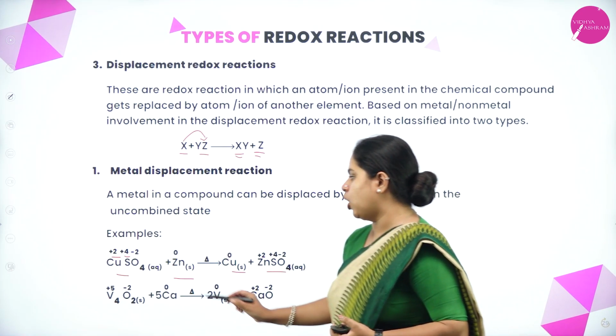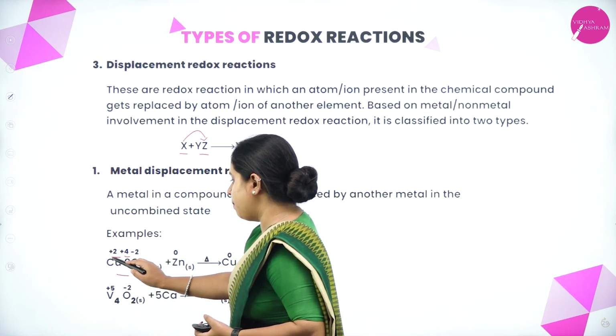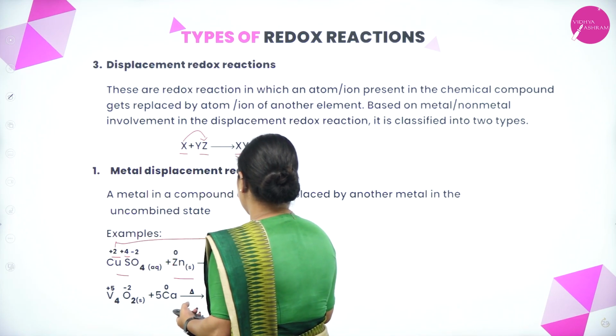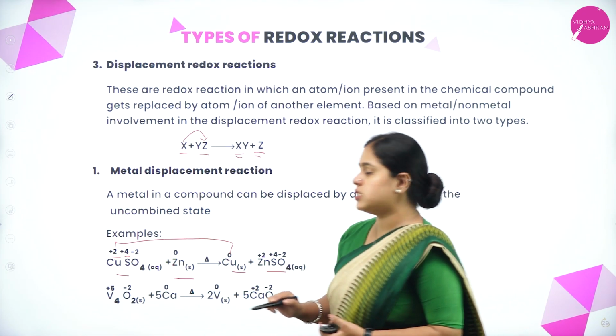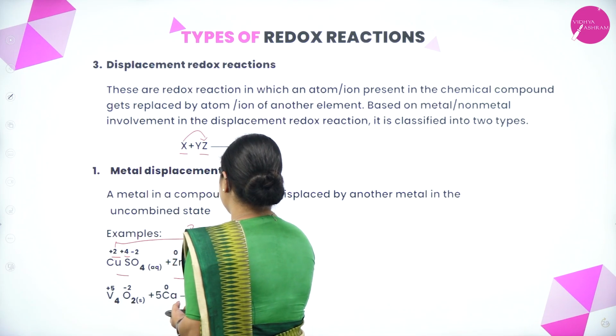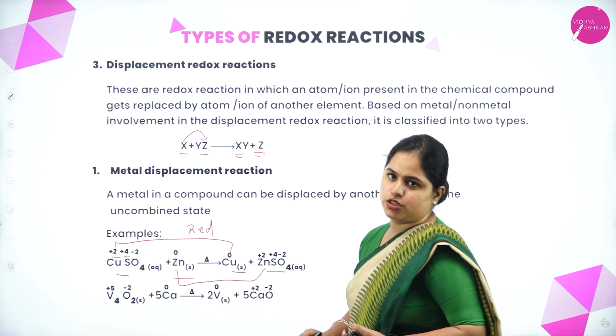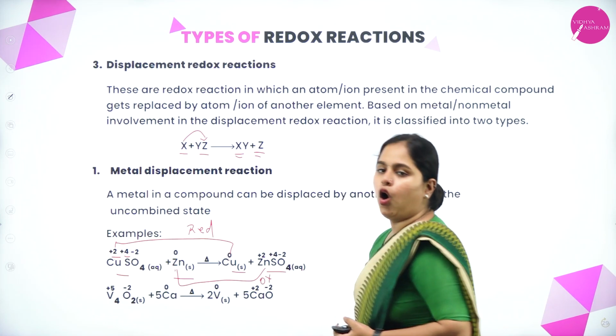So here you can see copper has reduced from +2 to 0. Oxidation number has reduced, right? So what is undergoing reduction here? It is copper. Copper is undergoing reduction. And what about zinc? From 0 it has increased to +2. So zinc is undergoing oxidation.